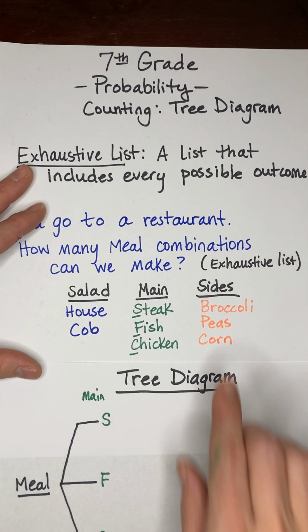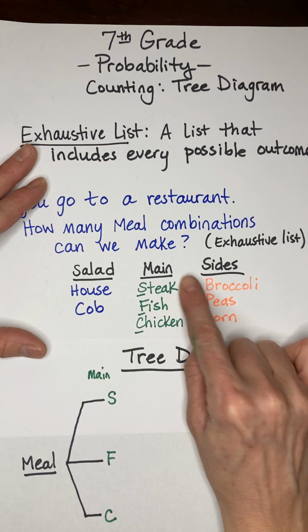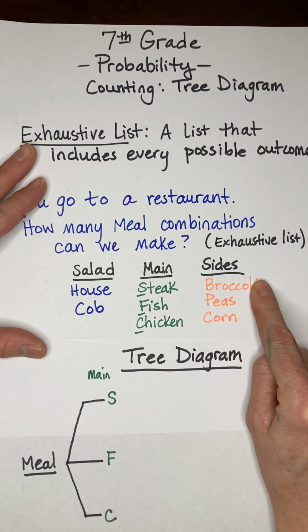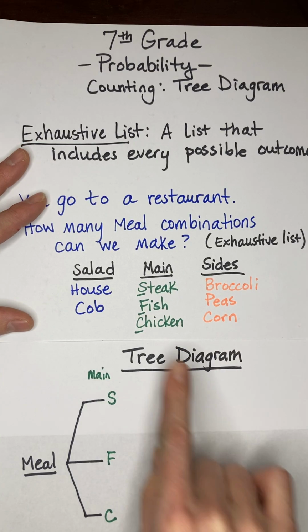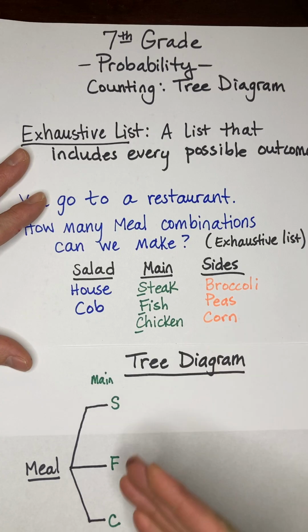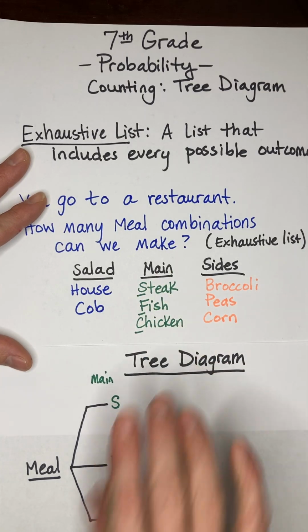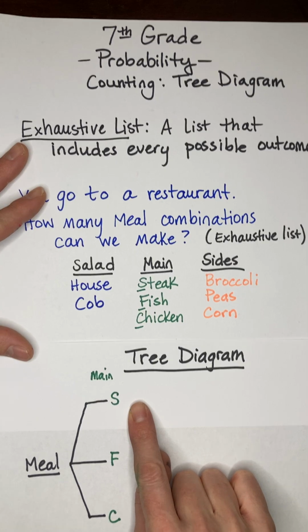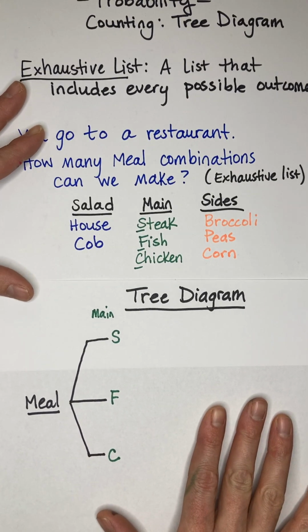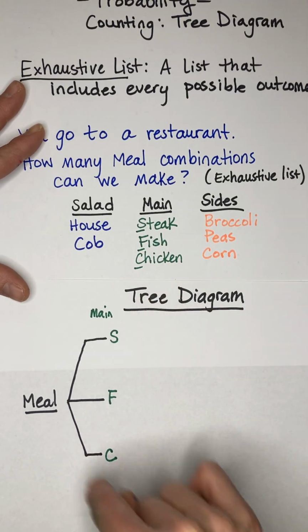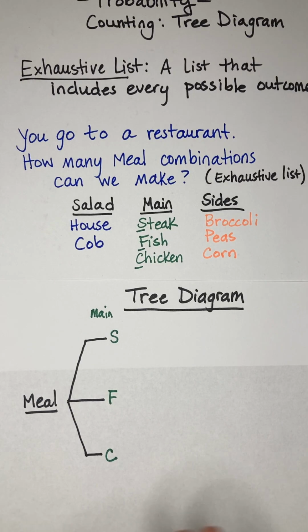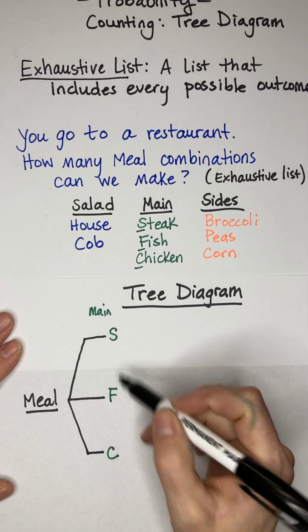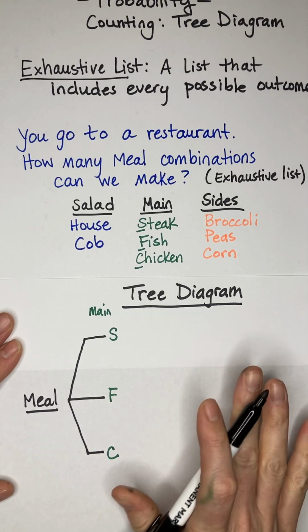At the restaurant, we have 2 salads, we have 3 main meals, and we have 3 sides. It does not matter which one of these we start with for our tree. I've started with one of the 3s because it's just easier to branch my tree off that way. Personal preference, but it really does not matter. I'm just going to use the first letter to keep my tree looking neater and simpler. So I've done my main. I have a steak, a fish, and a chicken, and that's it for the main meal.